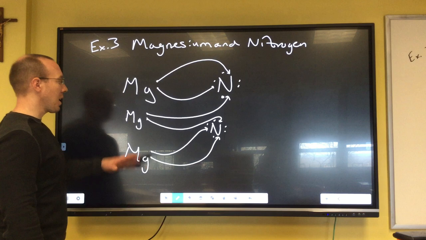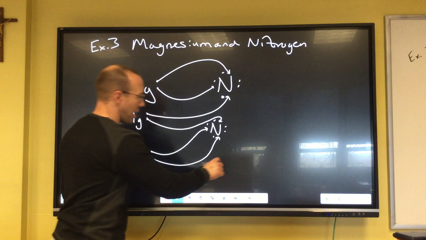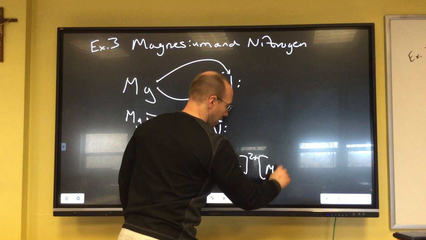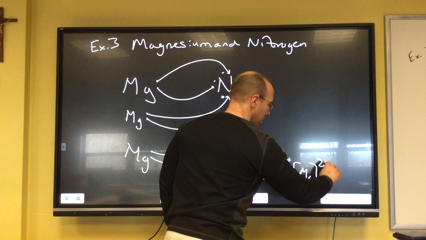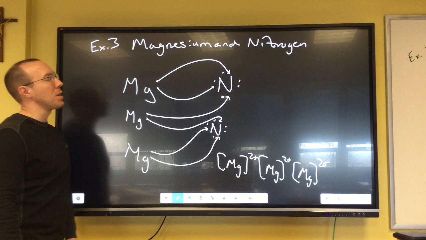So now if we look at them, all of these have been given up, and these each have eight over here. So magnesium is a 2+, and we have three of them, and I'm running out of room. We have three 2+s. And then my nitrogen, though, is a 3-. It gained three electrons. It gained three negative charges. This should go right here.